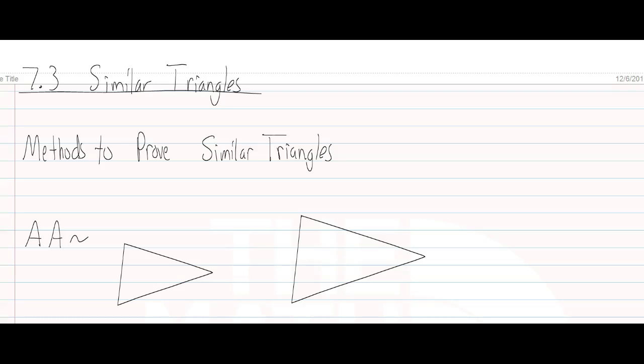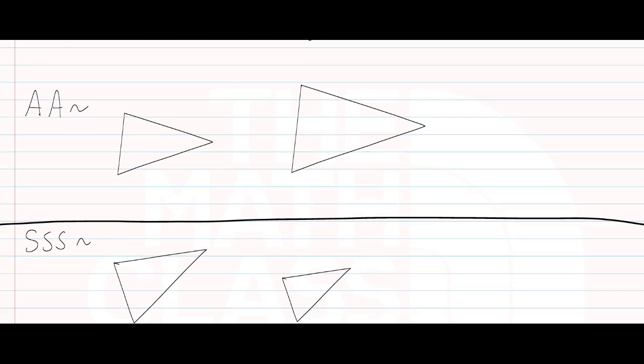This is Honors Geometry, section 7.3 on similar triangles. And we're going to look at the three different methods to prove that triangles are similar to each other. Our first one is AA similarity.